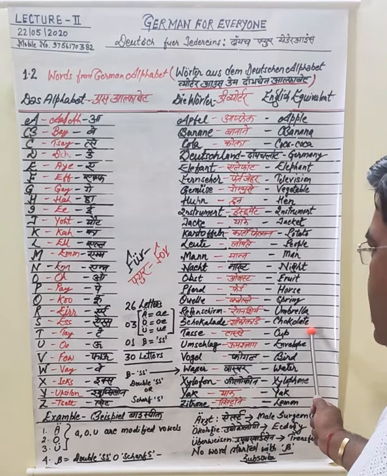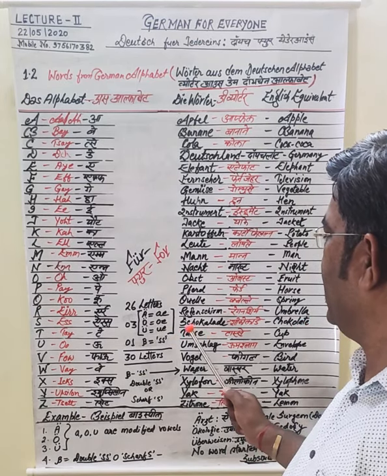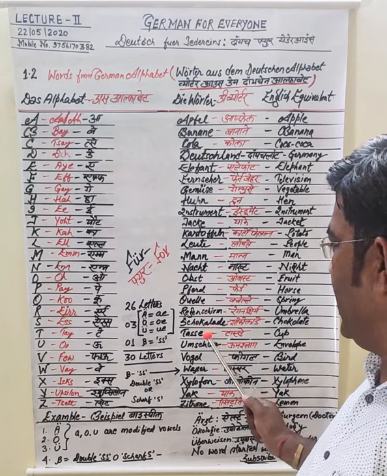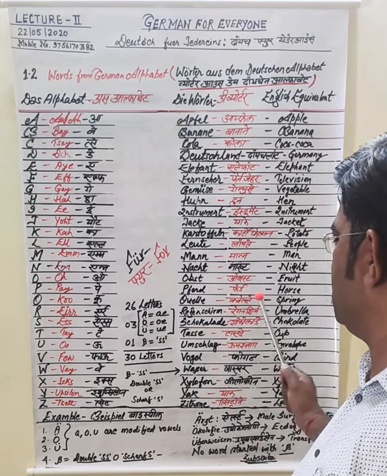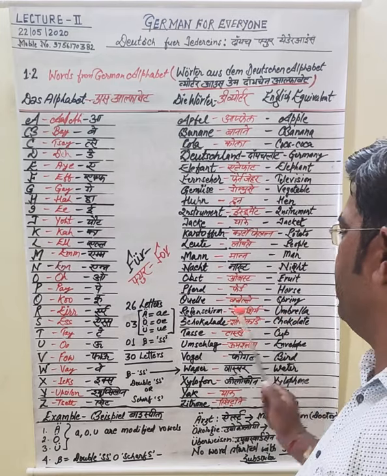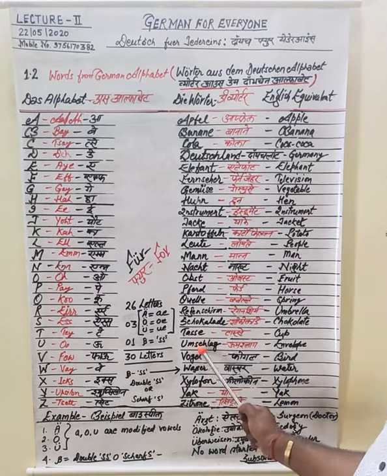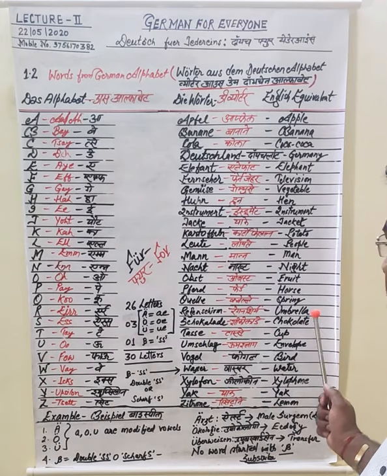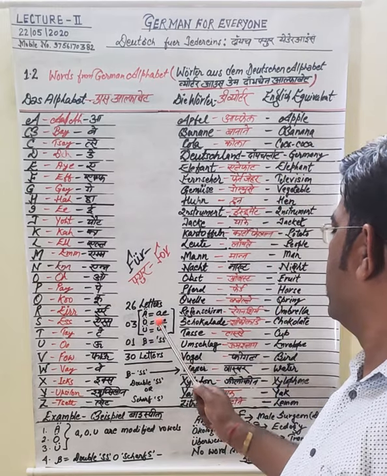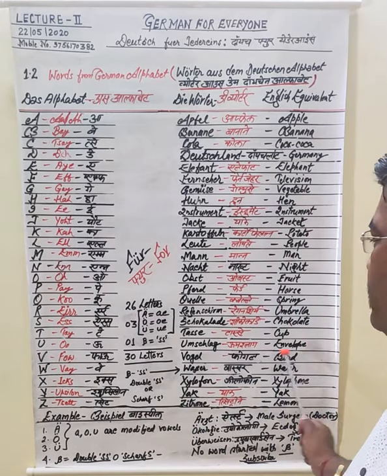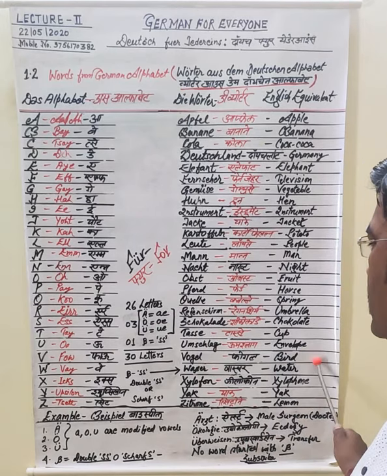A cup of tea, like Tasse. Or we can say Tee. Tee means tea. Sorry, Tee means tea. Tasse means cup. U für Umschlag. Umschlag means envelope, lifafa. V für Vogel. Vogel means bird. W für Wasser. Wasser means water.